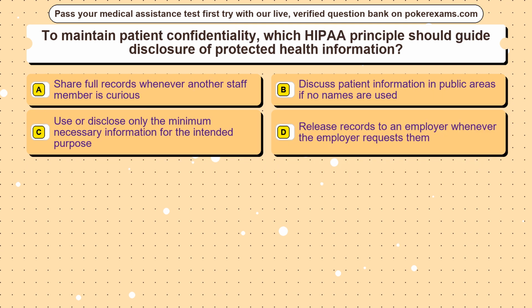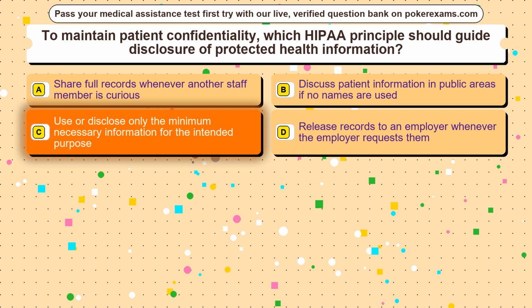Question 97. To maintain patient confidentiality, which HIPAA principle should guide disclosure of protected health information? Option A. Share full records whenever another staff member is curious. Option B. Discuss patient information in public areas if no names are used. Option C. Use or disclose only the minimum necessary information for the intended purpose. Option D. Release records to an employer whenever the employer requests them.